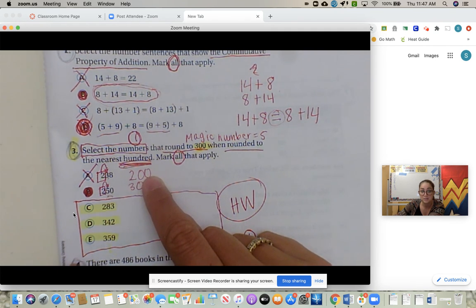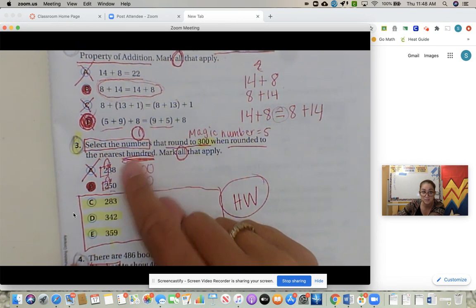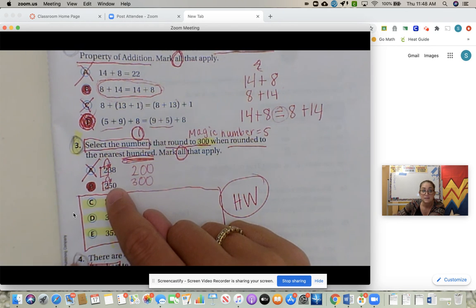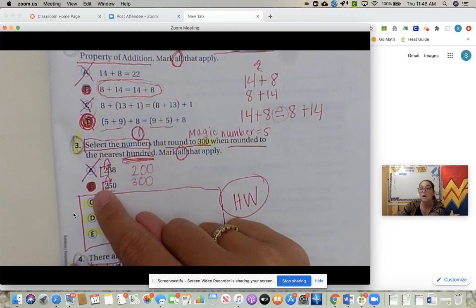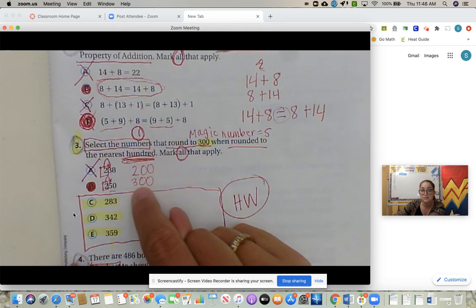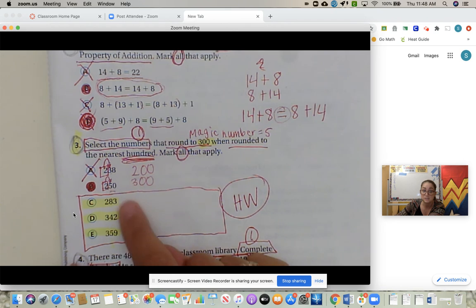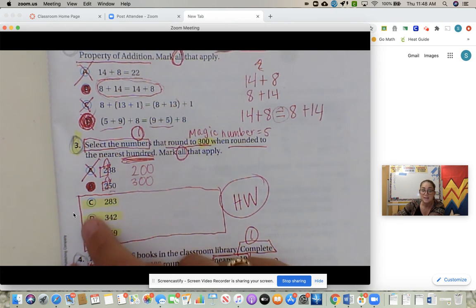So 200. B, 250. We box the 2 because it's in the hundreds place. We're rounding to the hundreds. We point to the 5. 5 is our magic number, and since it's 5, we go up by 1. So our box number turns to a 3. Everything to the right turns to a 0. Your homework is finishing C, D, and E. You need to round them all to the hundreds and then bubble in which one rounds to 300.